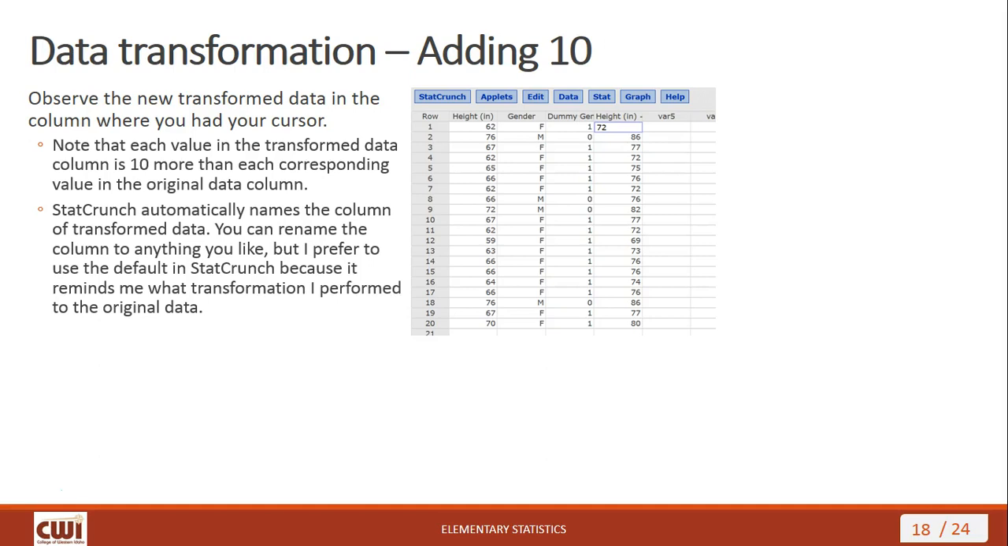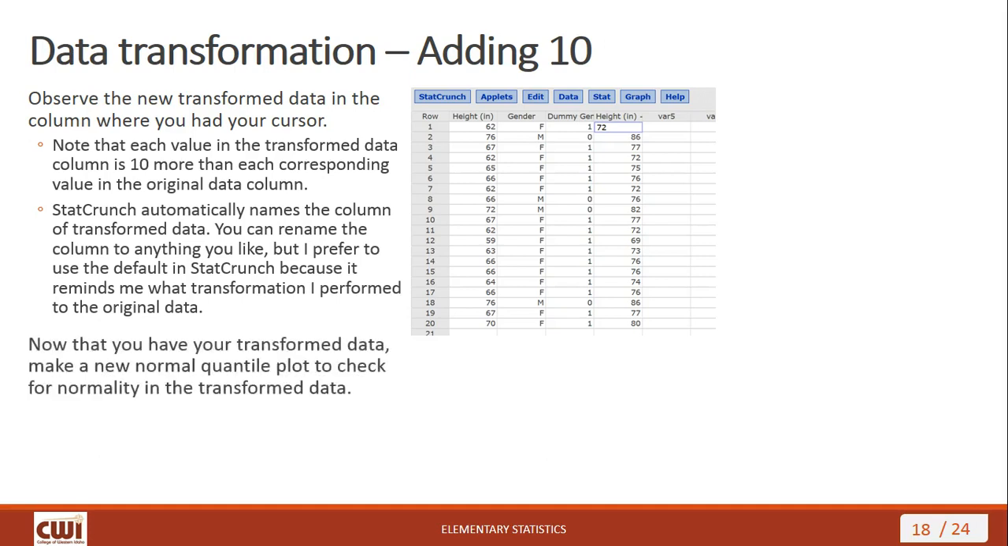The reason being is that the default name that StatCrunch gives to these transformed data columns tells you, one, the data column for the original data, and two, what transformation was applied to it. It uses these two pieces of information to form the name of the transformed data column. That can be very useful when you have several transformations of the same data set on the same data table. It makes it easier to distinguish which transformed data set is which. So typically, I'm not going to mess with the default setting there. I'm just going to let StatCrunch do its thing.